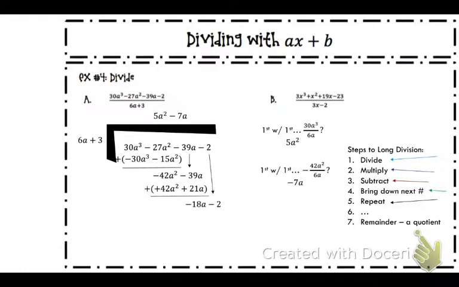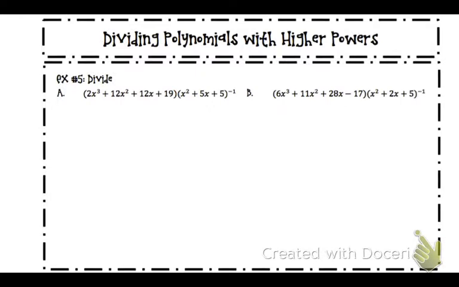Bring down the 2. And then again, we're just going to do first with first. So negative 18a over 6a is negative 3. Negative 3 times 6a is negative 18. Negative 3 times 3 is negative 9. Subtract, change those signs, and you're left with 7. We don't have anything left to bring down. That is my remainder. So the final answer is 5a squared minus 7a minus 3 plus 7 over 6a plus 3. Okay. Do one more example.